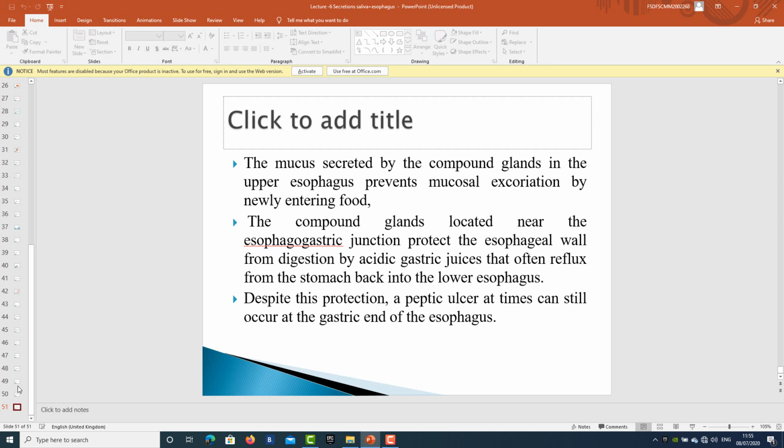The compound glands located near the esophagogastric junction protect the esophageal wall from digestive actions of the acid gastric juices that often reflux from the stomach back into the lower esophagus. Despite this protection, a peptic ulcer can still occur at the gastric end of the esophagus.